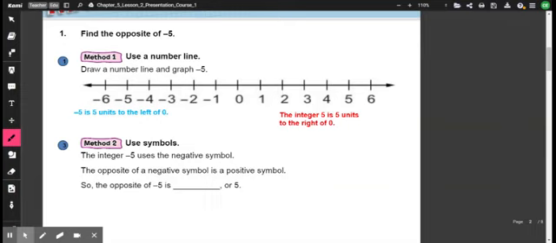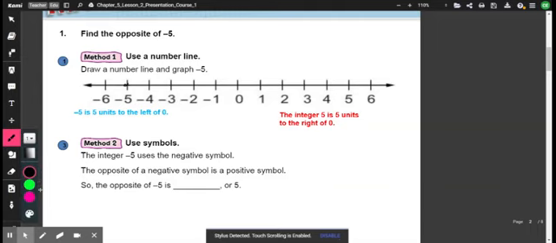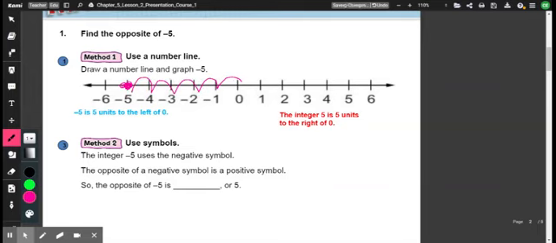It says find the opposite of -5. There are two ways that we can do this. Method 1, we can draw a number line and then graph -5. We have -5 right here. Since it was 5 units from 0, we have 1, 2, 3, 4, 5. We're going to do the same thing on the other side, so we go 1, 2, 3, 4, 5. So that means that +5 is going to be our opposite of -5, which seems pretty easy.